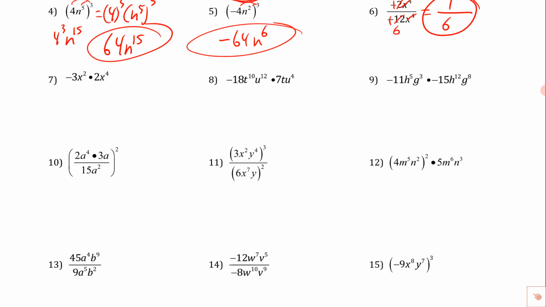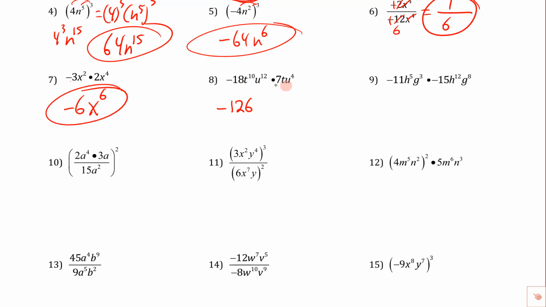Here's number 7. Got this big fat dot for multiplication. Let's take care of the coefficients. Negative 3 times 2 is negative 6. X squared times x to the 4th: if I've got 2 of them here and 4 of them here, I'd add those together and I get 6 altogether. Let's take care of the coefficients right here. Negative times a positive is a negative. If you do 18 times 7, if you grab your calculator, again, no problem doing a calculator, you're going to get negative 126.